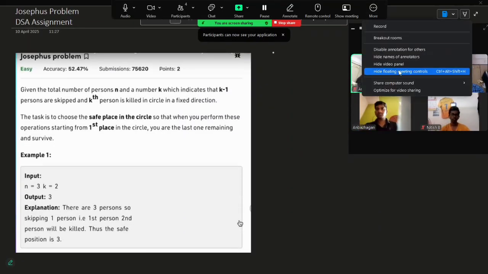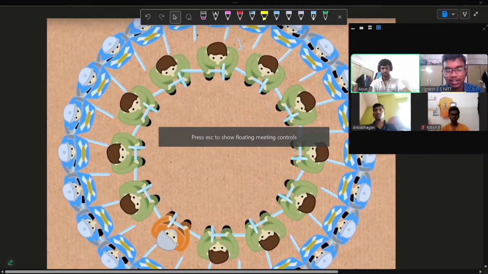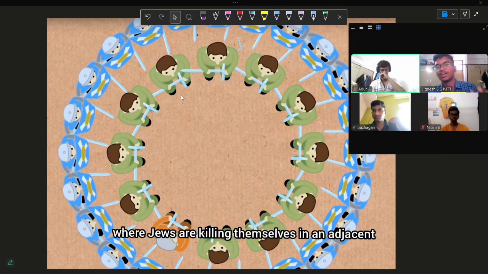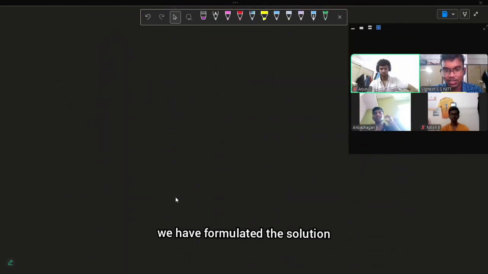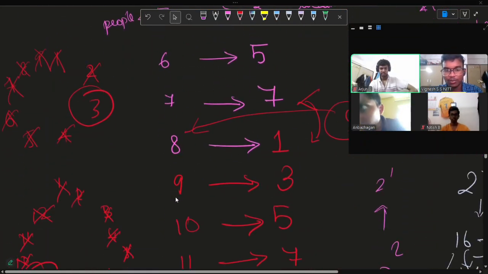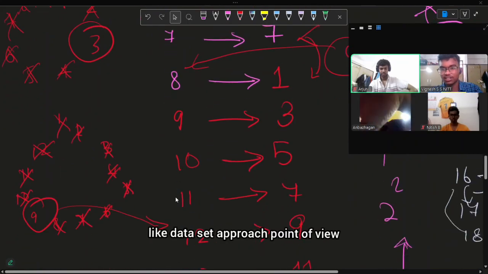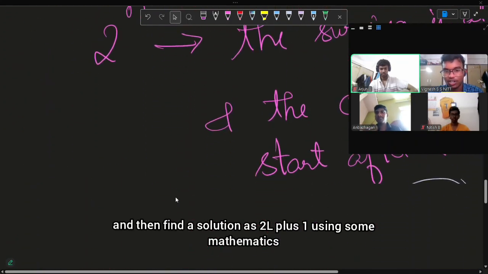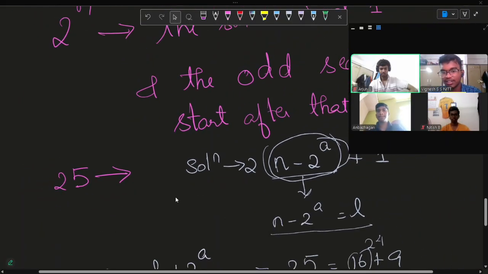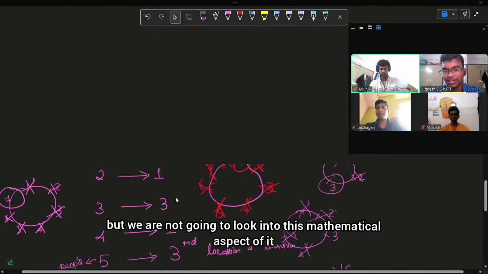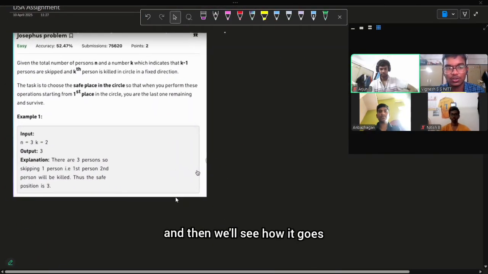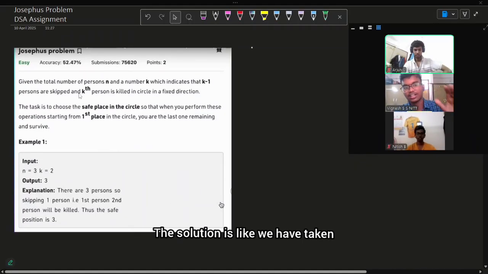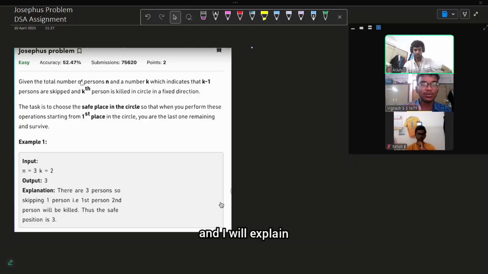Previously we have seen the Roman problem where Jews are killing themselves in an adjacent manner one by one. In that case, we formulated the solution in a mathematical, data set approach, and found the solution as 2L plus 1 using some mathematics. That is very well done, but we are not going to look into this mathematical aspect now. We will first read the question and then see how it goes. The solution was like we had taken k as fixed, but now k is different. So I will read the question and explain what the question is.